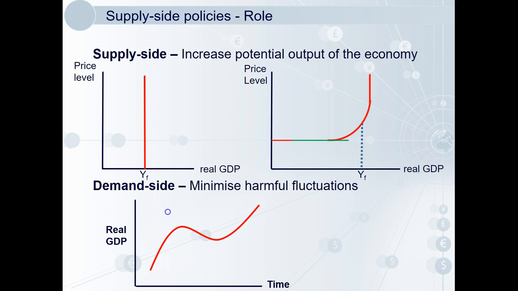This is shown by shifting LRAS to the right or the entire Keynesian aggregate supply curve to the right. This differs from demand-side policies like fiscal and monetary policies, which are primarily concerned with minimizing harmful fluctuations in the economy. So they try to just smooth out that business cycle like that.